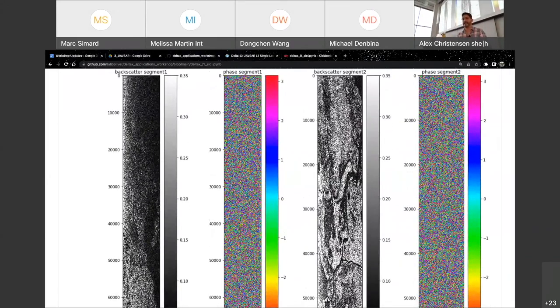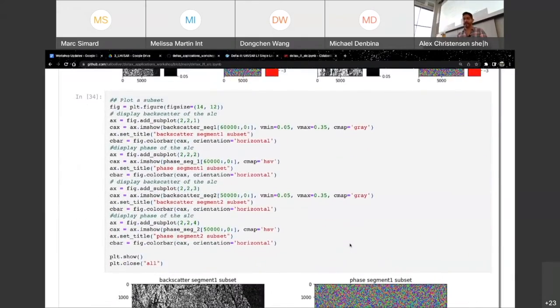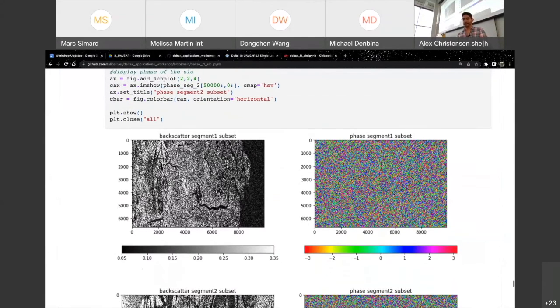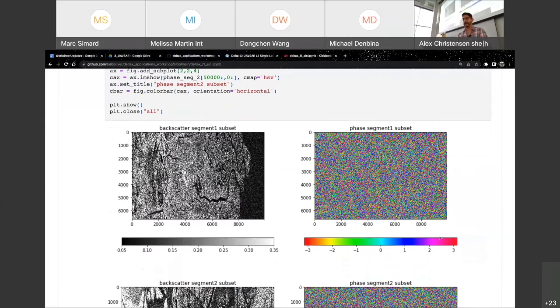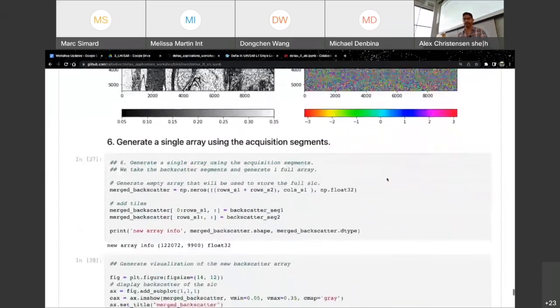And then the backscatter, also how it looks. And then this is just taking a subset so that you can see a little bit more clearly. This is the area in the backscatter, and this is how it looks in the phase. You can see that the phase varies from minus pi to pi. And another zoom, in case someone is interested in using this data.